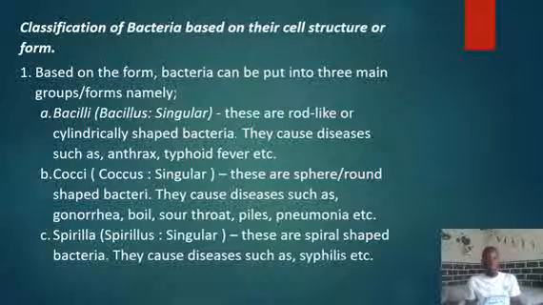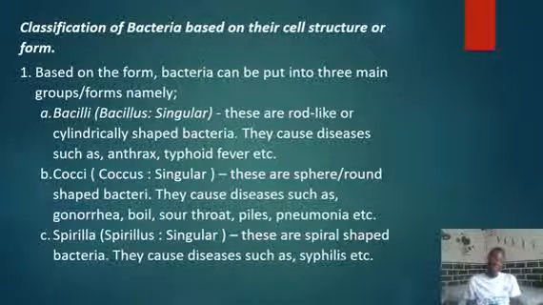We shall now look at how they are classified based on their cell structure or their form. Based on their form or their cell structure, we put them into three main groups or three main categories. That is their shape, their structure, how they look.